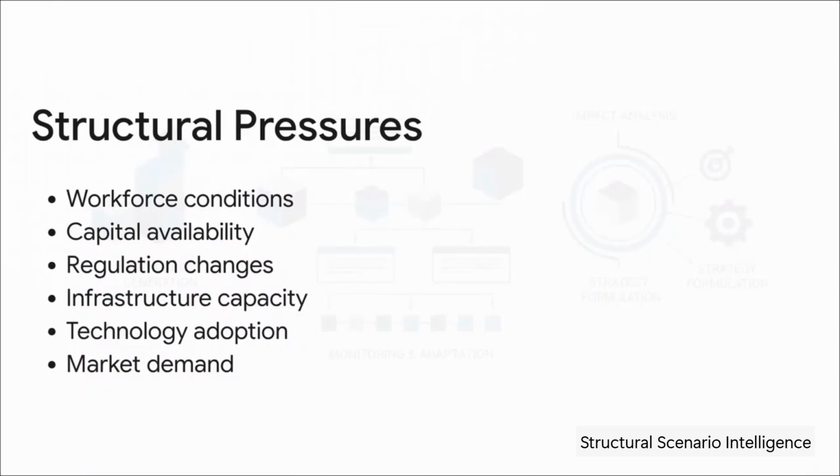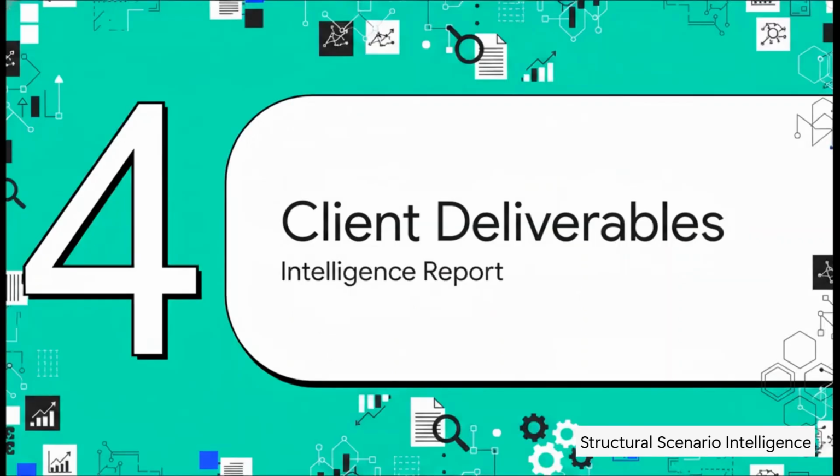And what exactly are those human experts looking at? Well, they're looking at these structural pressures: workforce conditions, capital availability, regulation changes, infrastructure capacity, technology adoption, and market demand. But here is the key takeaway. These forces do not operate in a vacuum. A change in regulation impacts capital availability. A shift in technology impacts the workforce. SSI focuses heavily on these interaction effects, how these forces push and pull on each other to shape your future reality.